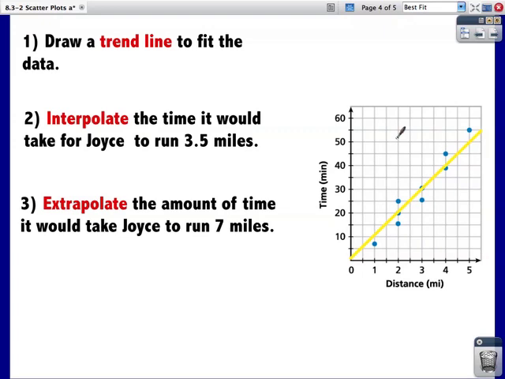We're going to eyeball it, okay? So now that we've got a trend line here, we just check it to make sure it's legit, make sure it looks good. There's the same number of points above it as below. We can start making predictions. And there's 2 different kinds of predictions. And that's where these weird words come in.